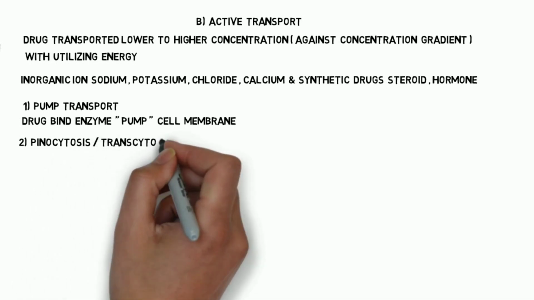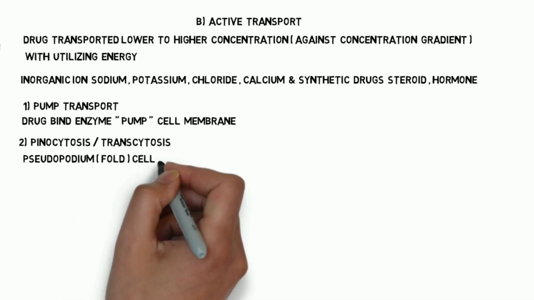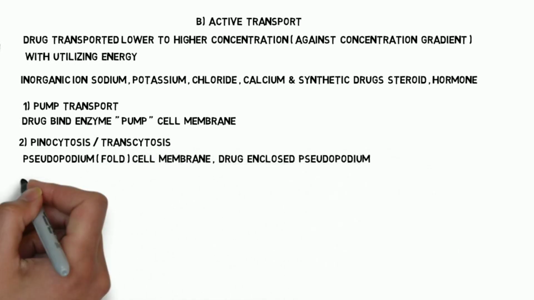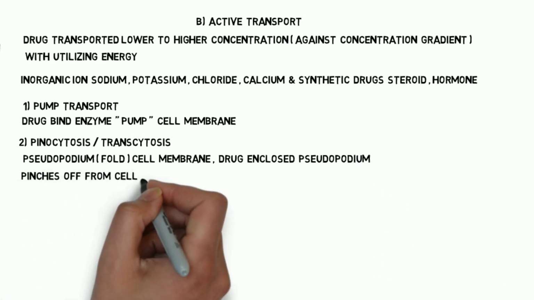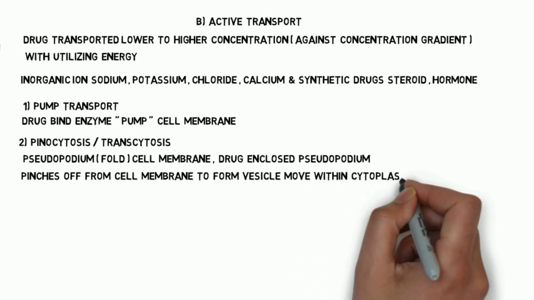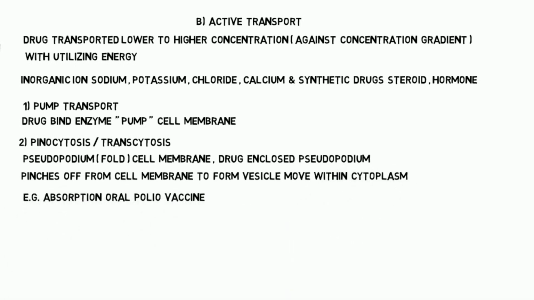Pinocytosis or transcytosis. This involves formation of pseudopodium, that is, a fold inside the cell membrane. The drug is enclosed in such pseudopodium. This pseudopodium pinches off from the cell membrane to form vesicles to move within the cytoplasm. For example, absorption of oral polio vaccine.